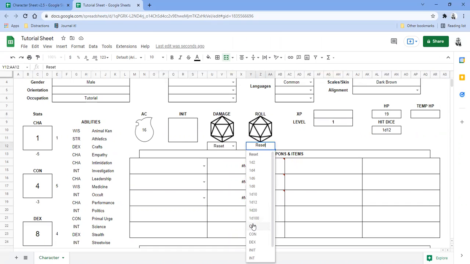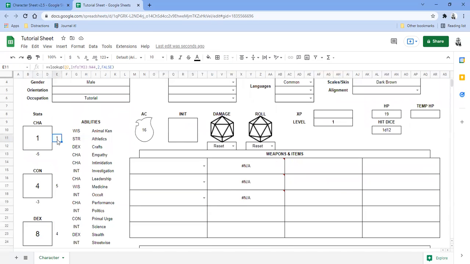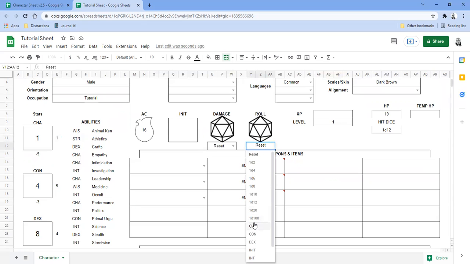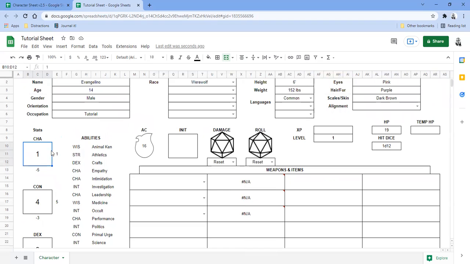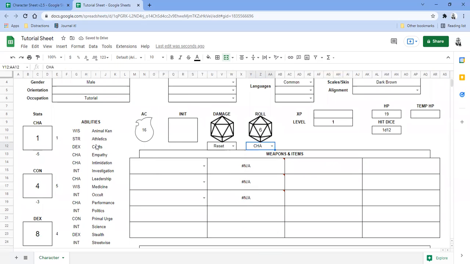So for instance, let's roll charisma. So charisma is a random number between 1 and 20, adding this and this. So basically, it's going to choose a random number between 1 and 20. It's not going to care about this number. It's going to care about these 2 numbers. So roll charisma. Gave me a 6. So that means that it was, so -1.